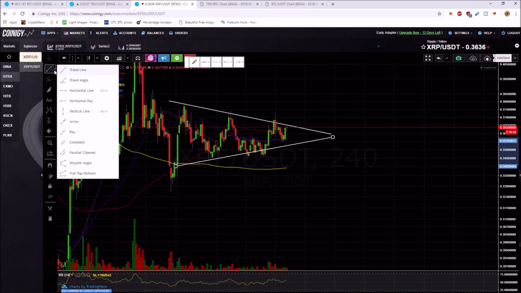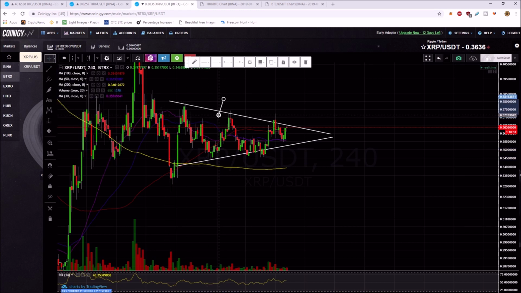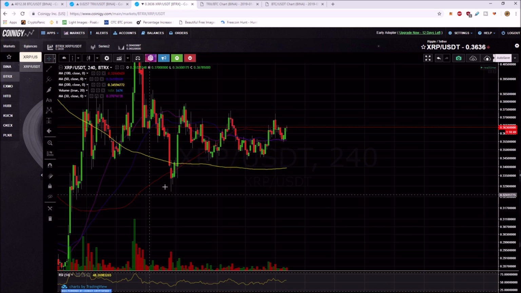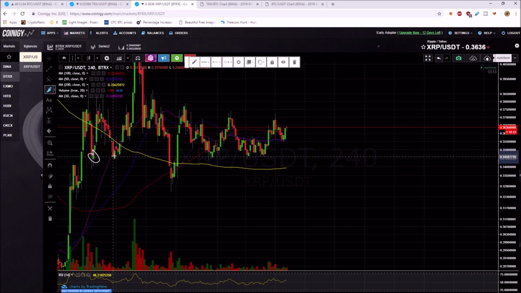Then you've got, I use Alt-H as well. So Alt-H, if you want to set your support lines. So here, let's look at this. You'll have support here, support here, support here, support here, support here. So basically it means the price came down, bounced off, bounced off, bounced off, bounced off.